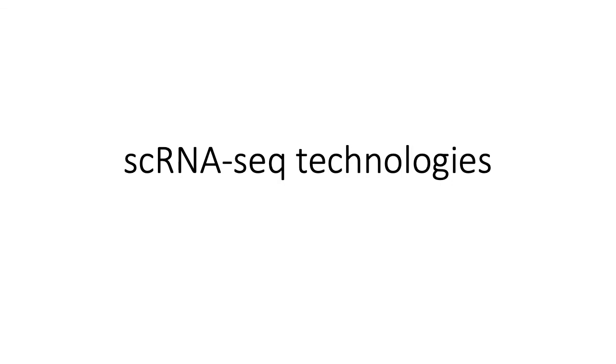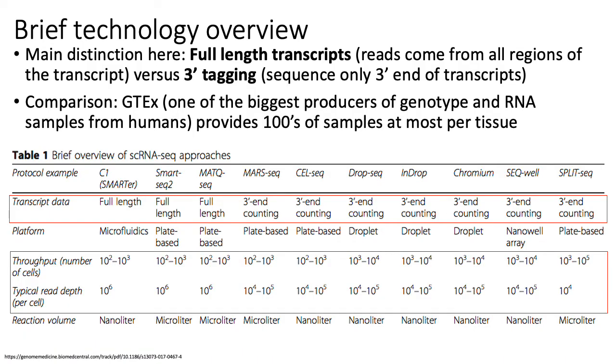So now I'm going to try to summarize some of the more recent single-cell RNA-seq based technologies that have been developed over the past few years. This slide gives a pretty incomplete overview of different single-cell RNA-seq based technologies. The main distinction between the ones listed here is whether or not the particular technology sequences full-length transcripts or only does 3' tag counting.